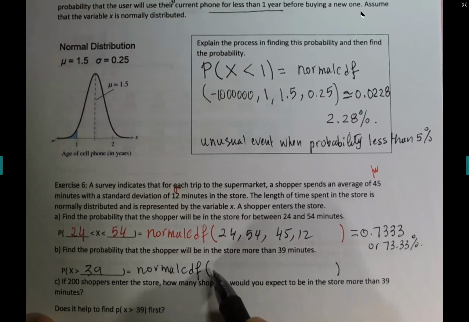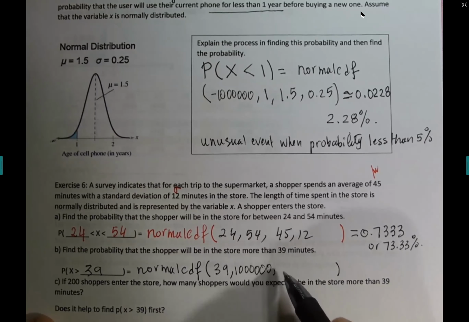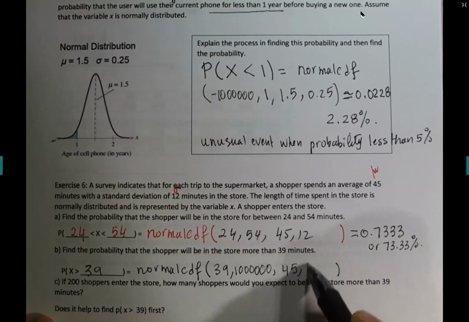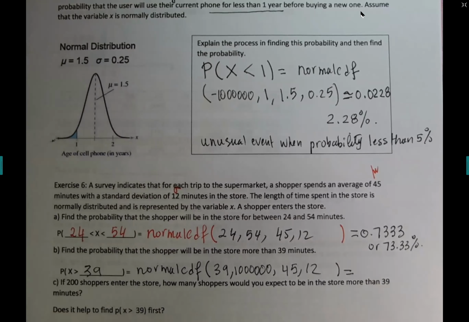Okay. What would be the lower fence? 39. Okay. What's the upper? A million. Yep. And then 45. And then 12. Exactly. That's it, guys. So let's do the calculator.